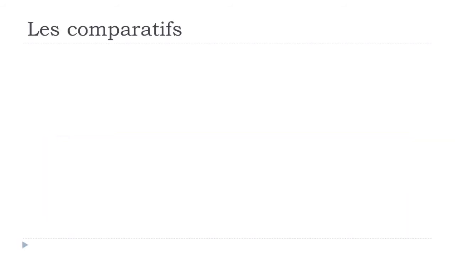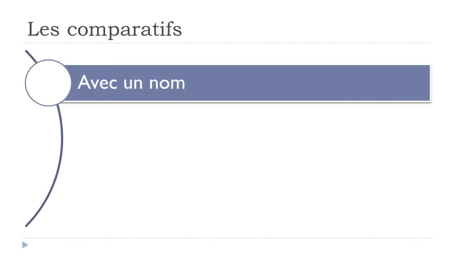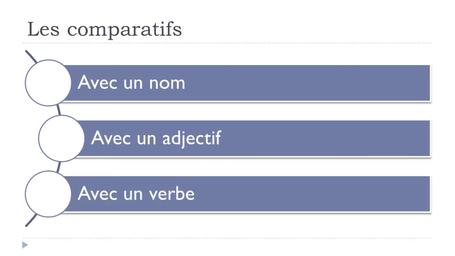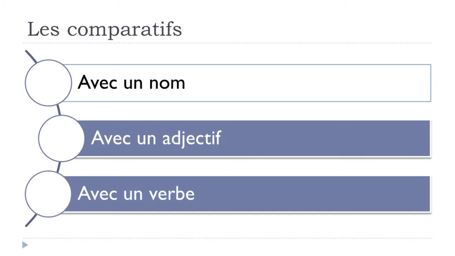So in this lesson, we'll discover three types of structures. The first one, avec un nom, with the noun. Second one, avec un adjectif, with an adjective. And the last one, avec un verbe, with a verb. We'll start with the first one, avec un nom.